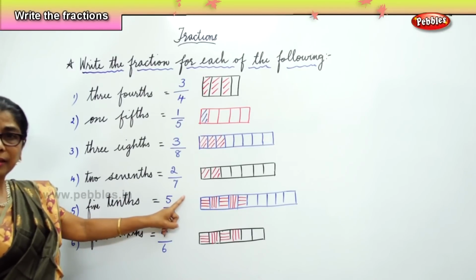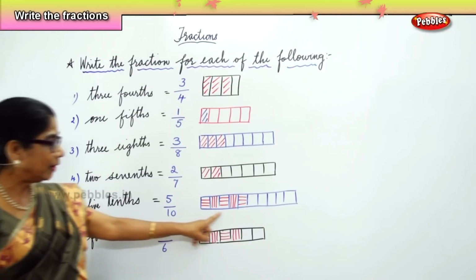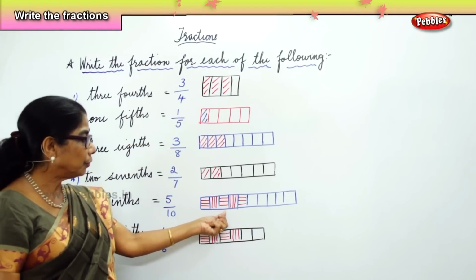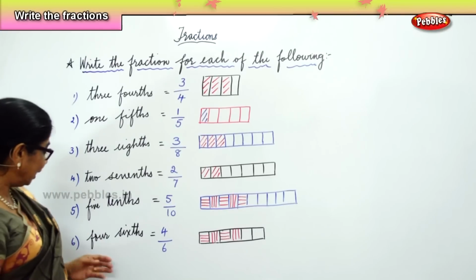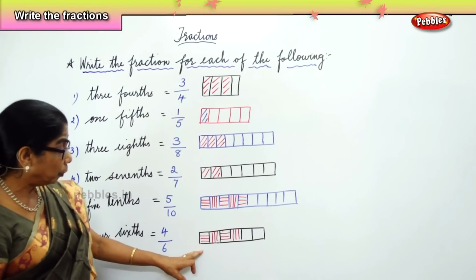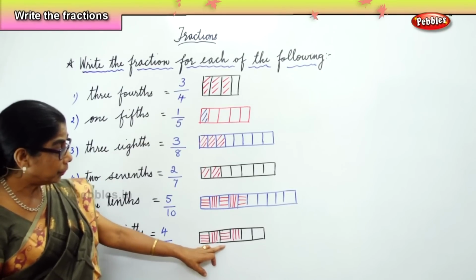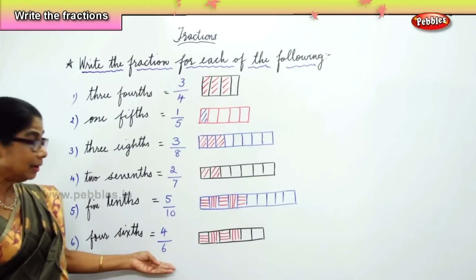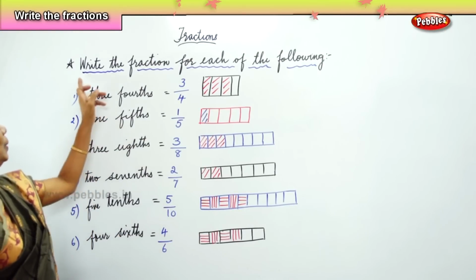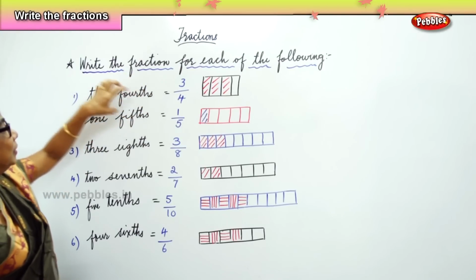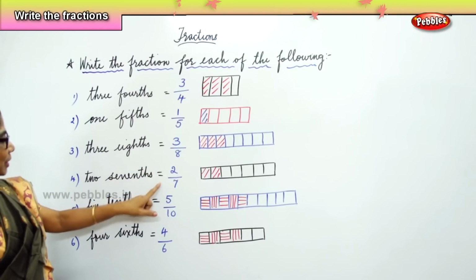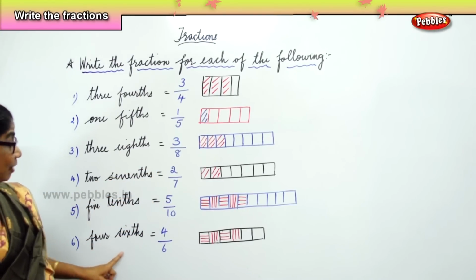5/10: 5 out of 10 parts. We divided into 10 portions and the shaded portions are 5. 1, 2, 3, 4 and 5. Finally you have 4/6: 4 parts out of 6 parts. 4 portions are shaded. 1, 2, 3, 4 and total number of parts 6. 4 is the numerator and 6 is the denominator. We learned to write the fraction for each of these: 3/4, 1/5, 3/8, 2/7, 5/10 and 4/6.